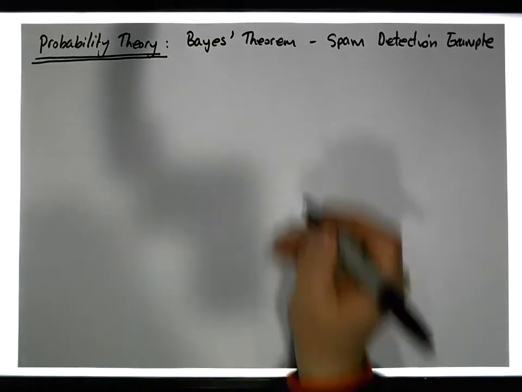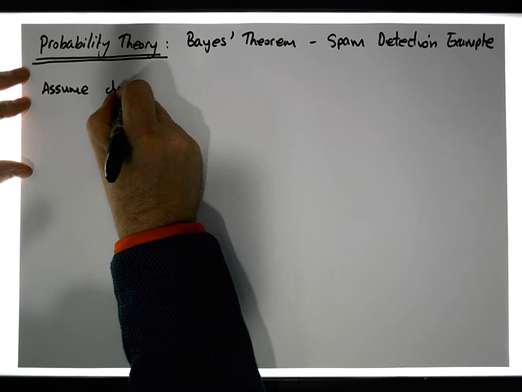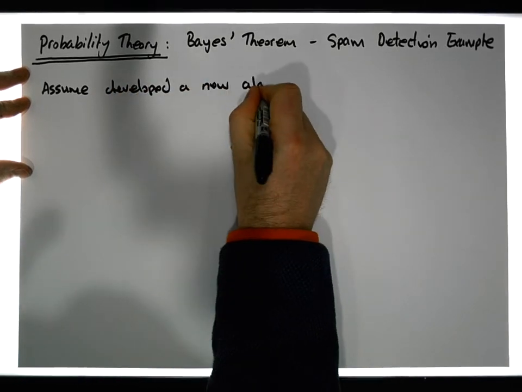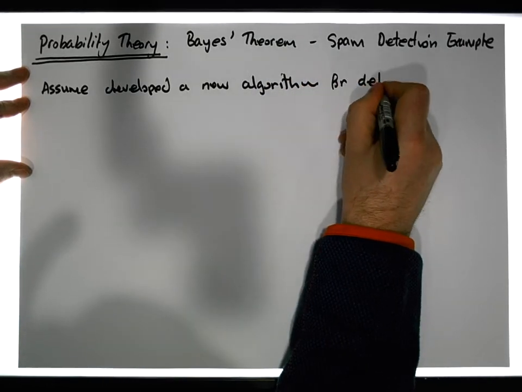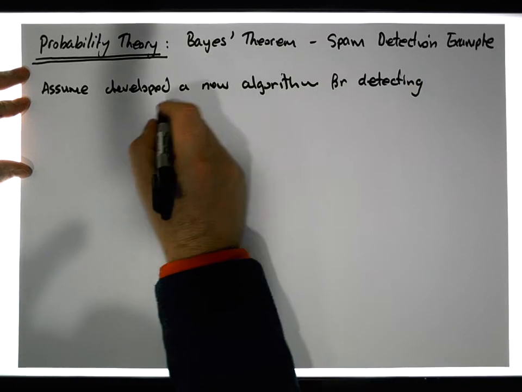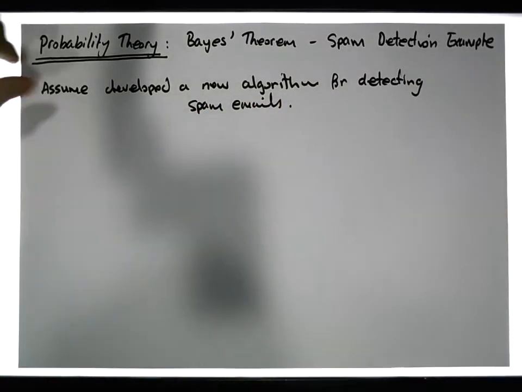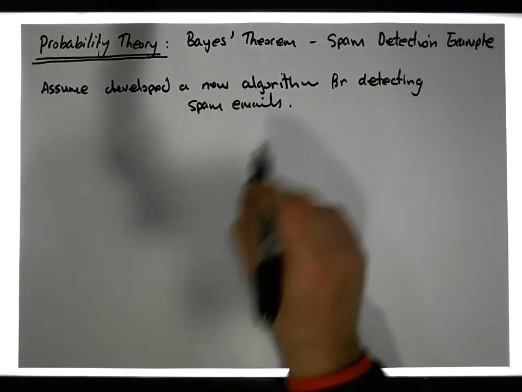Okay, so let's assume that we've developed a new algorithm for detecting spam emails, and we want to know what's the likelihood that a particular email will be flagged as spam, if that makes sense. So what we know is this. Well, we're going to use Bayes' theorem for this.